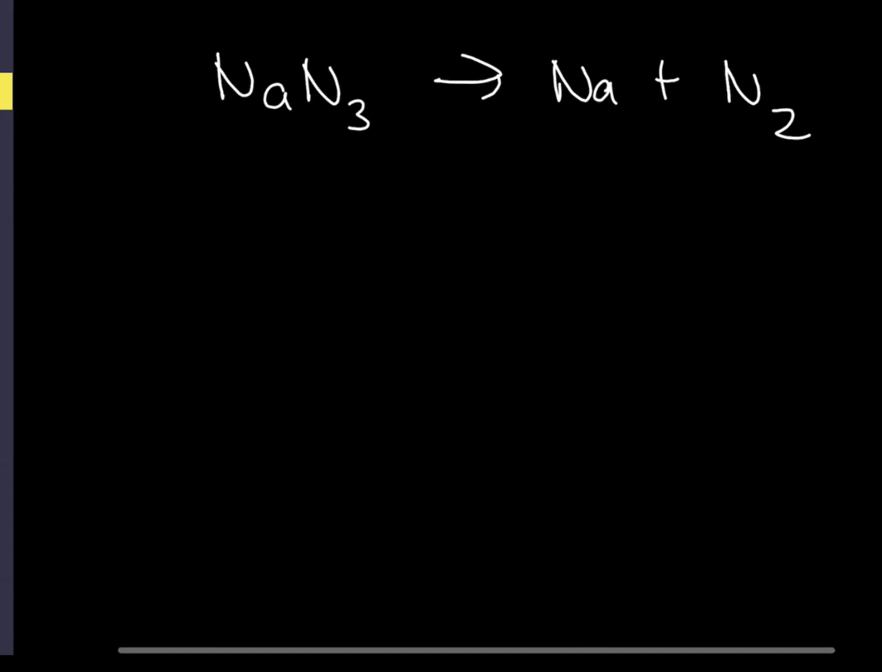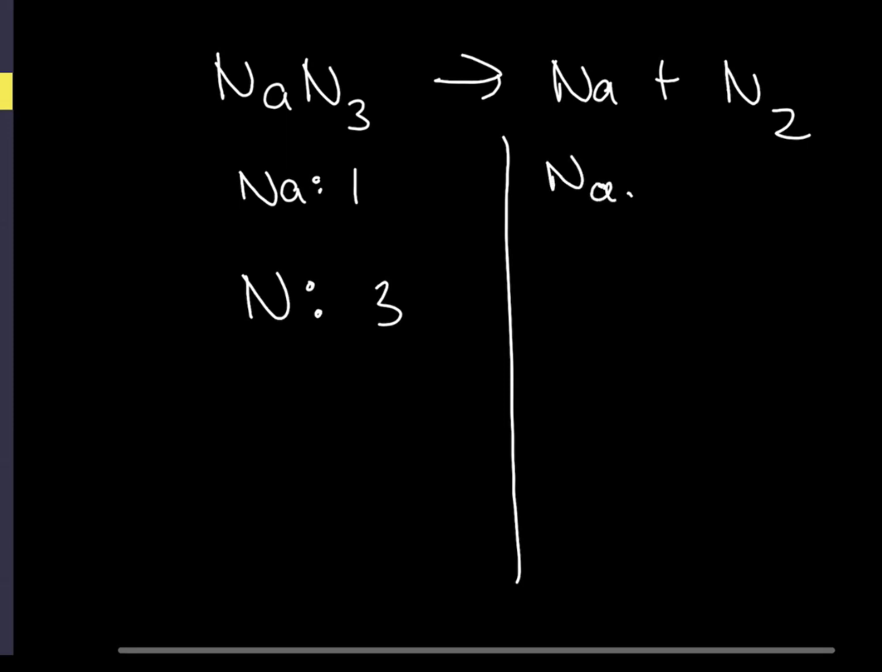Let's say we have NaN3 plus N2. And this is going to be a decomposition reaction. And later we're going to talk about those. So just a heads up. And creating our little chart. 1 Na, 3 nitrogen, 1 Na, 2 nitrogen.